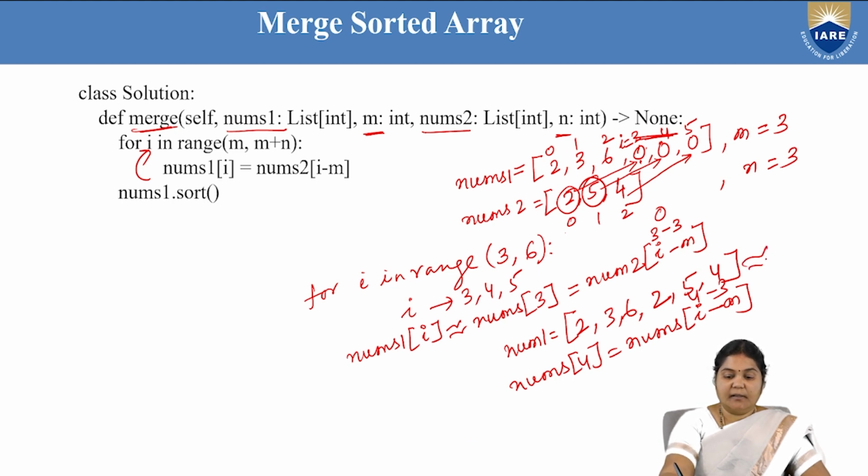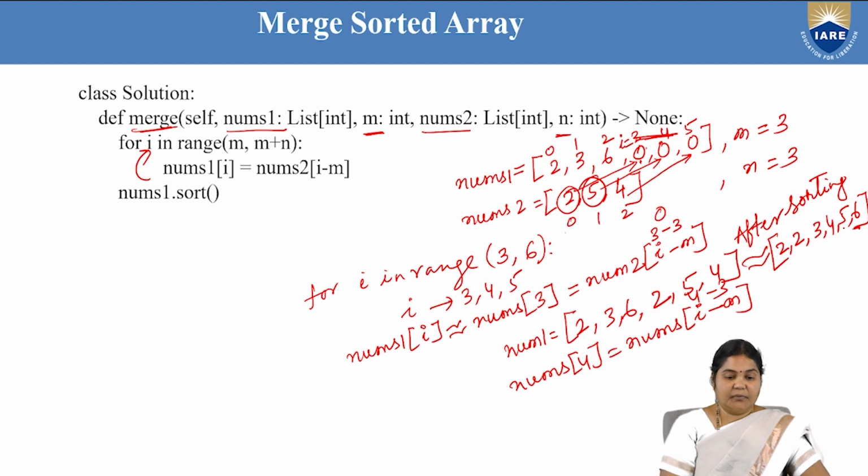So after sorting, how will it look? It will look like 2, 2, 3, then 4, then 5, then 6. This is the answer. Okay. So I hope this question is understood.